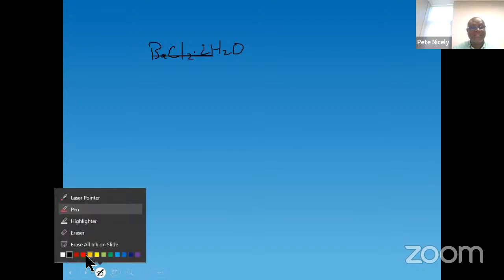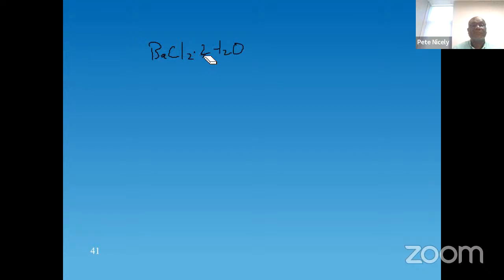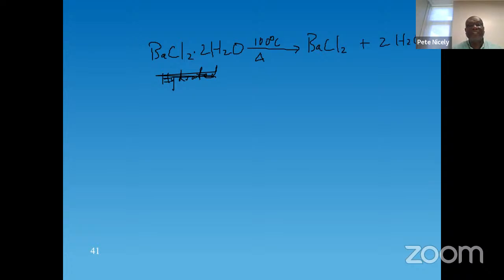BaCl2.2H2O, that's the formula for the hydrate, right? We call this the hydrated form of this compound. And it turns out that you can easily remove the water by heating this compound to 100 degrees Celsius. So when that happens, you're going to end up with BaCl2 plus 2H2O, right? So as I said before, this form is called the hydrated form, and this form is called the anhydrous form.